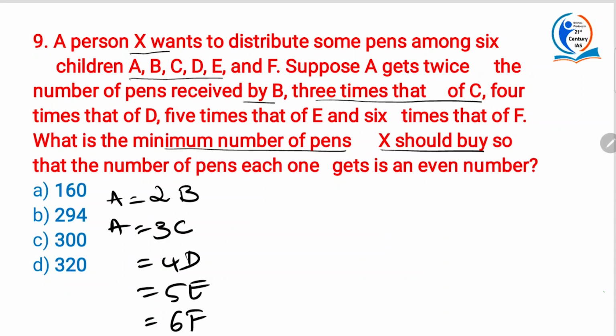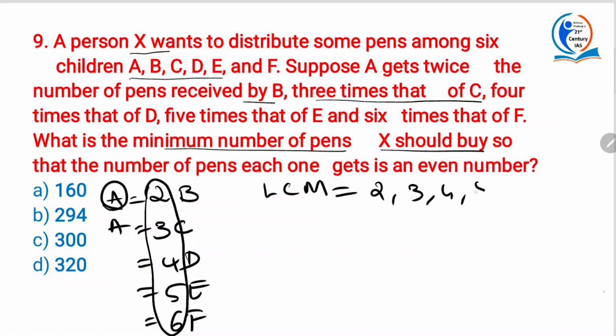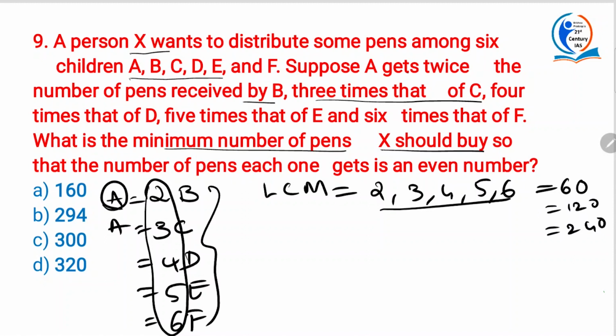Now for the calculation purpose, we have to see what number of pens A is having. We have to assume a number. Definitely it has to be a multiple of these numbers, which means A should have a minimum of LCM of 2, 3, 4, 5, 6 pens. And what is the LCM? It is 60. So A should have a minimum of 60 pens. It can be 60, it can be 120, it can be 240 to satisfy all these equations. Alright, so we'll check with the minimum number of pens.